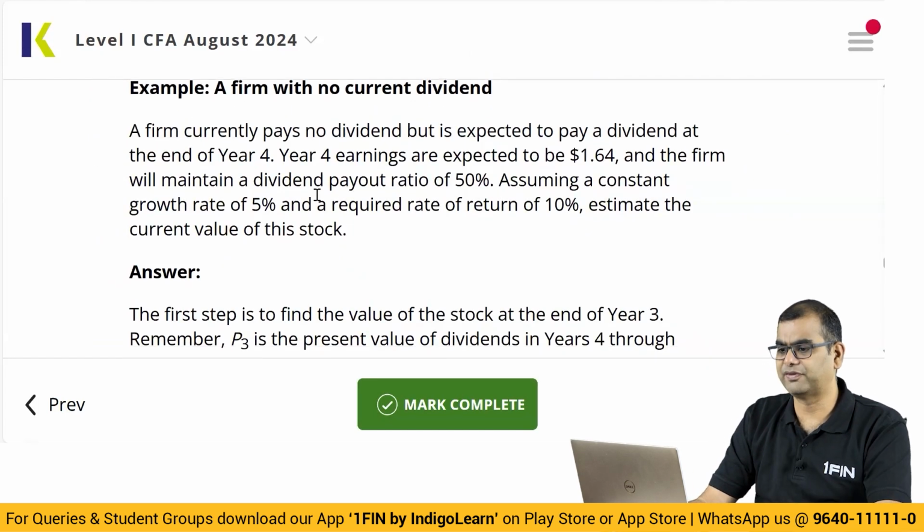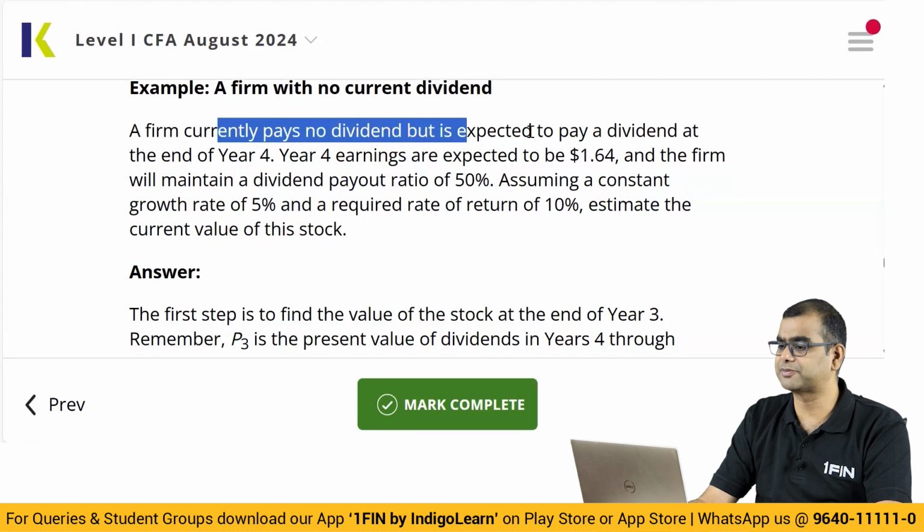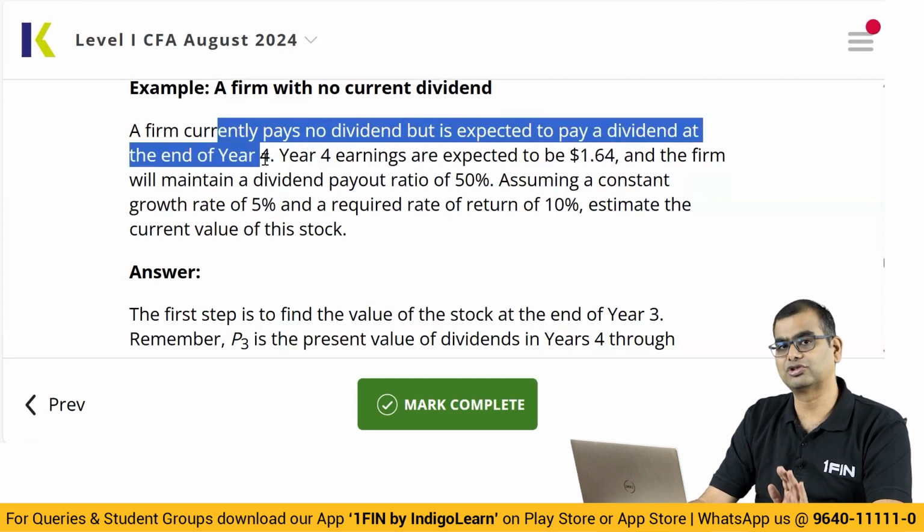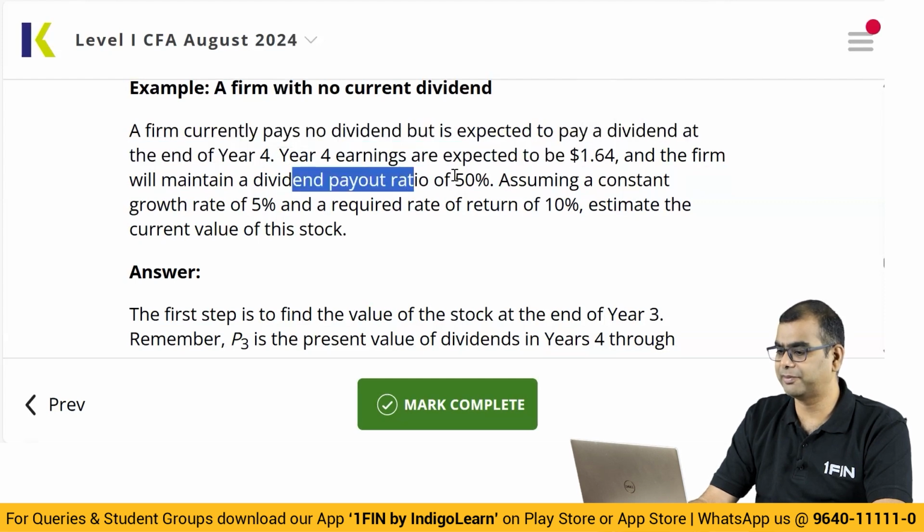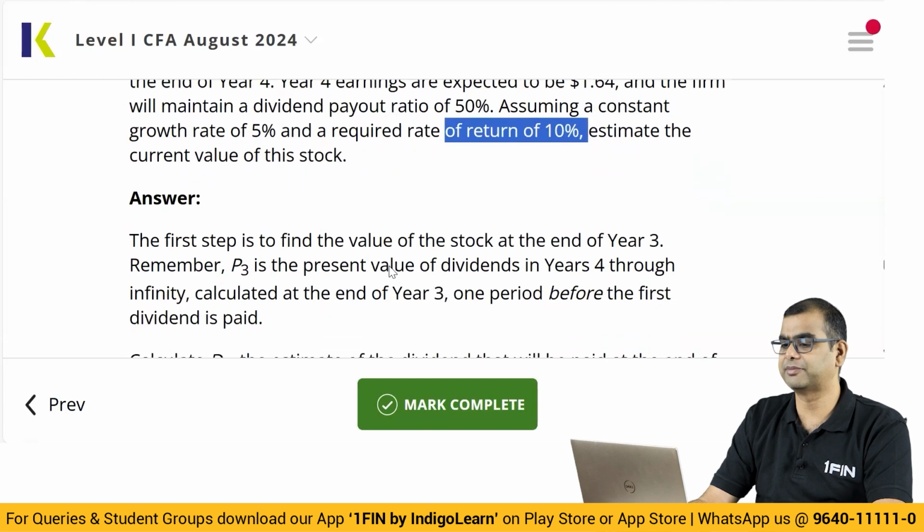They have given an example of a firm with no dividend. A firm currently pays no dividend, but is expected to pay a dividend at the end of year 4. So, the end of year 4 means you can figure out the price at the end of year 3. Year 4 earnings are 1.64, the firm will maintain a dividend payout ratio of 50%, assuming a constant growth rate of 5% and a required rate of 10%, estimate the value of the stock.